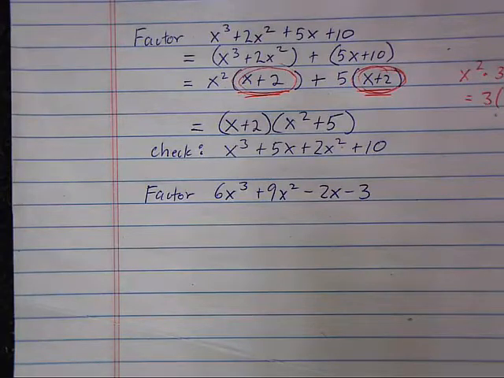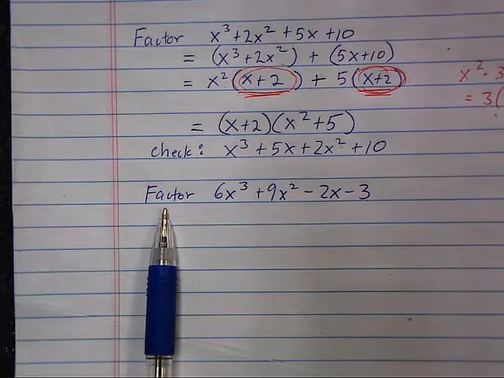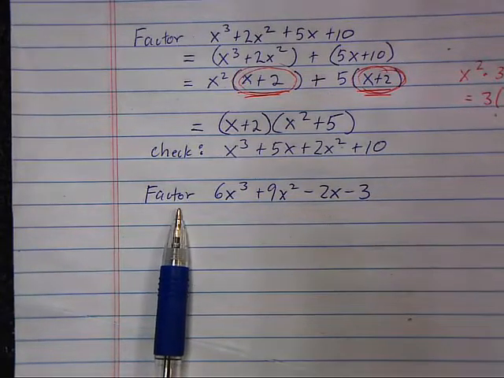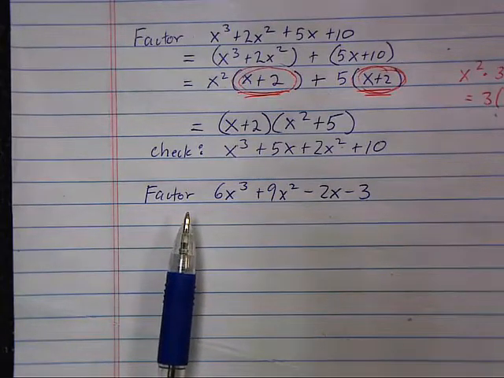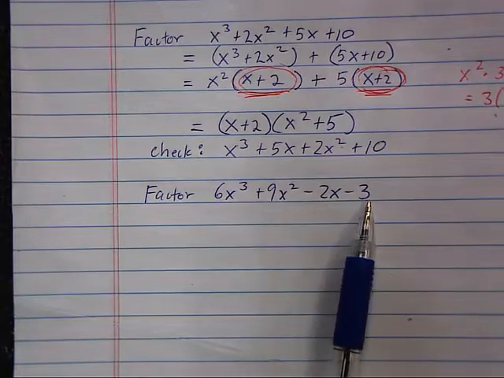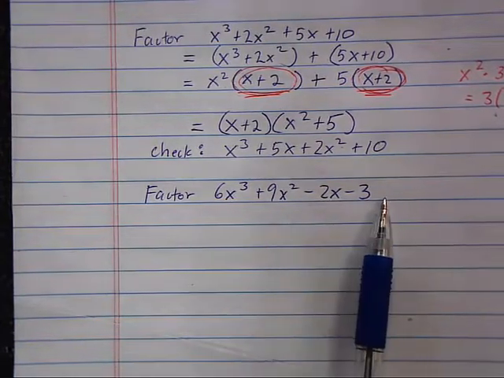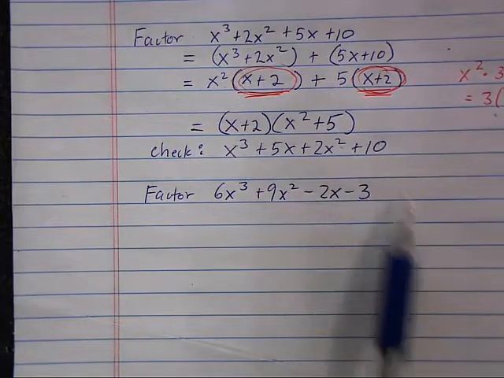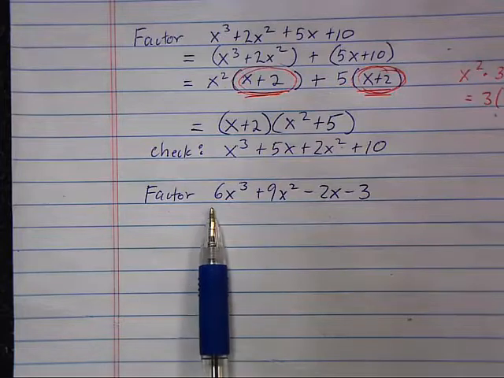Once again, the very first thing I do, I see the word factor. Anytime I see the word factor, I start by looking for a greatest common factor. Is there a greatest common factor? No, I don't think so. 6, 9, 2, and 3, nothing in common with the numbers. And they don't all have an x in them. This last one does not have an x. So no greatest common factor.